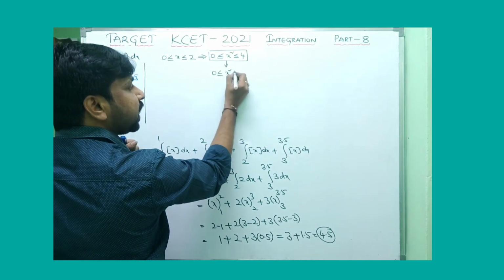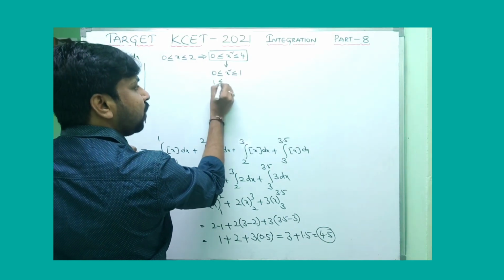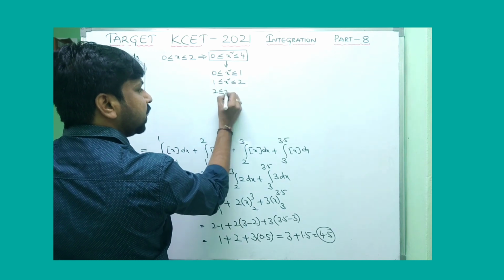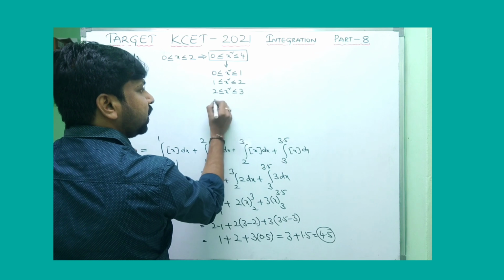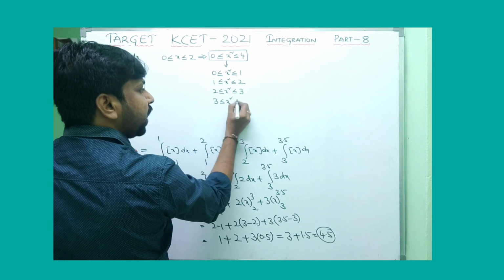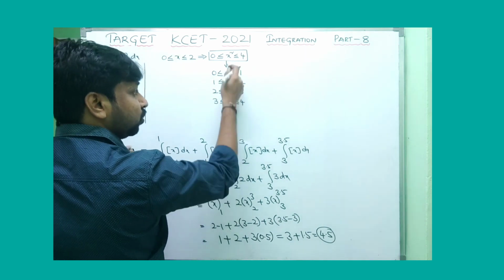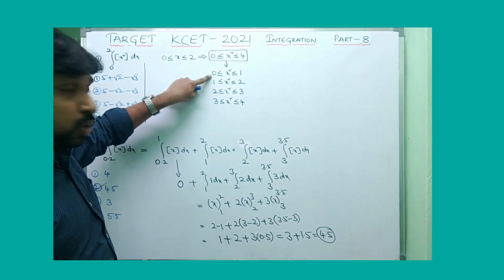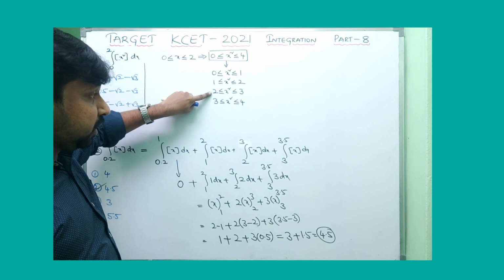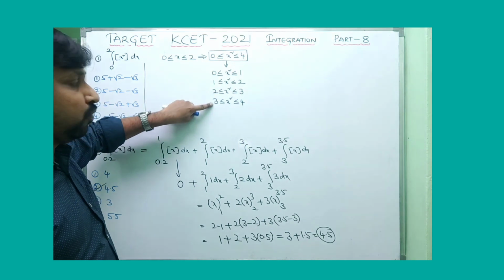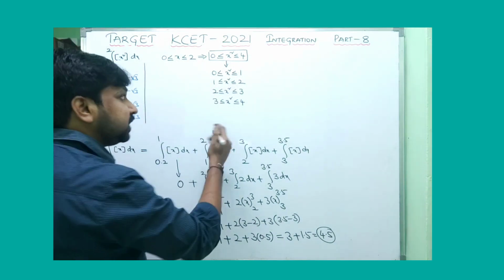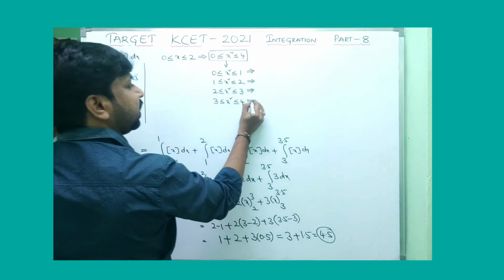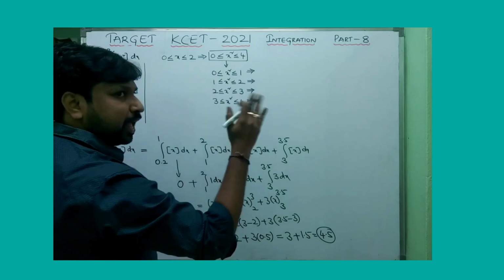0 less than or equal to x square less than or equal to 1, 1 less than or equal to x square less than or equal to 2, 2 less than or equal to x square less than or equal to 3, and 3 less than or equal to x square less than or equal to 4. By this information, you need to find the x interval again. You started with x, again you finish with x only.